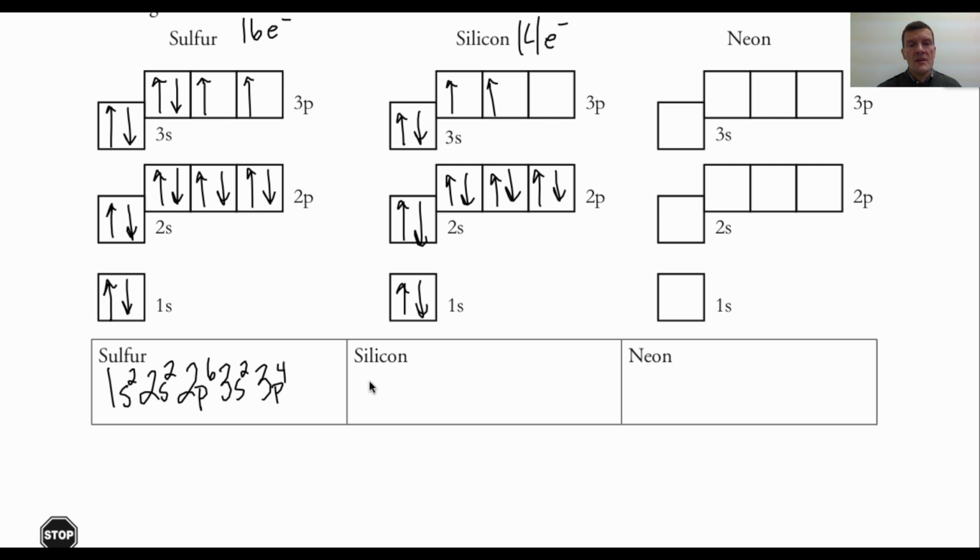The code would be 1s2, 2s2, 2p6, 3s2, and 3p2.